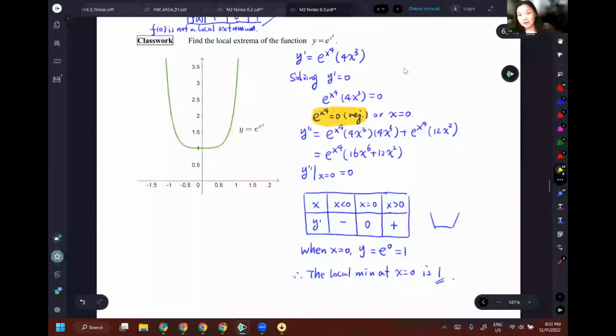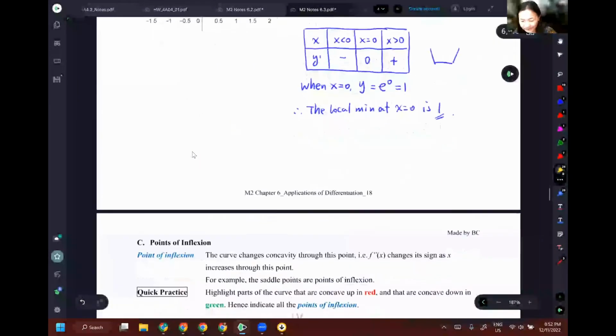Now, girls, it's very easy if you have the curve to help you, because you can check, oh, this is the minimum. Of course it is. But if you don't have the curve, believe me, it's not so easy. Next.